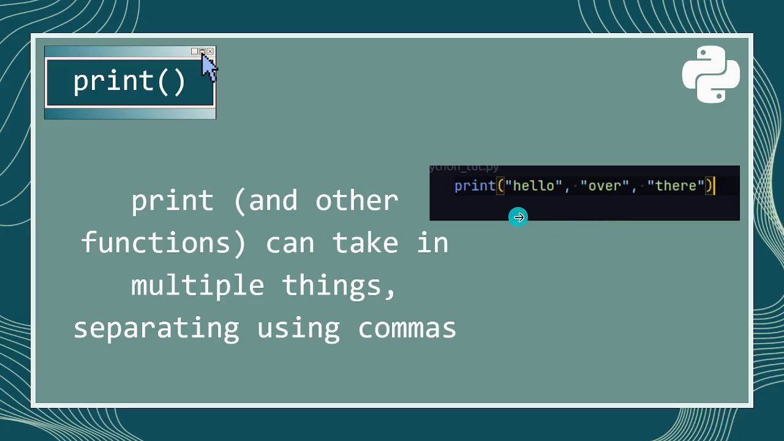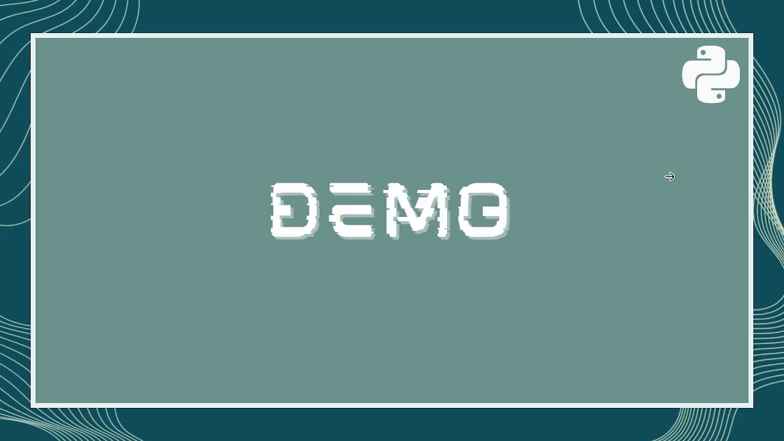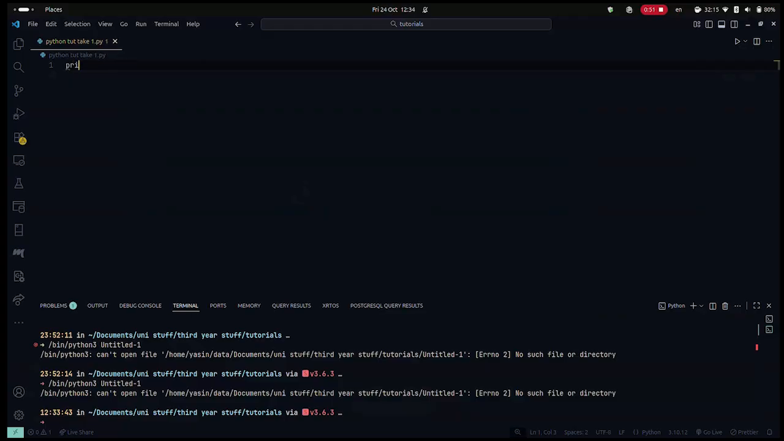Here we have a function, the function print, taking in three different things, each one being separated by commas again. Now we're going to do a demo of a basic program. First of all, we're going to do a simple program that prints out a message to us. So, for example, print hello.